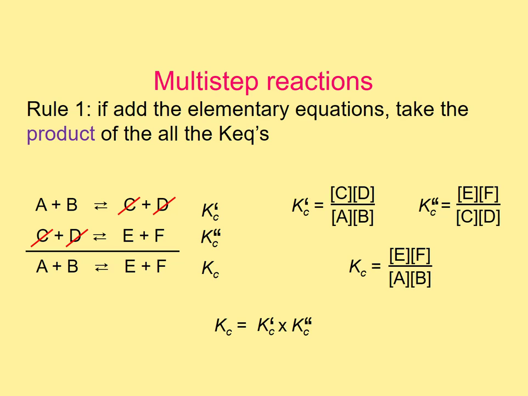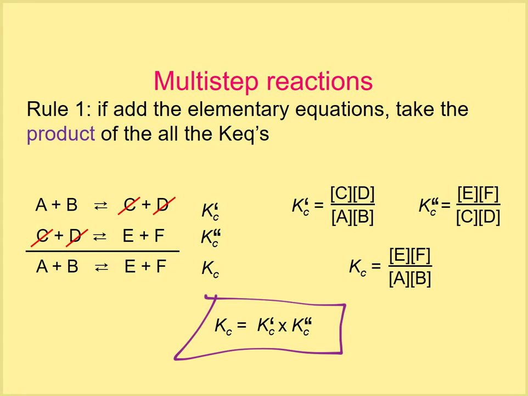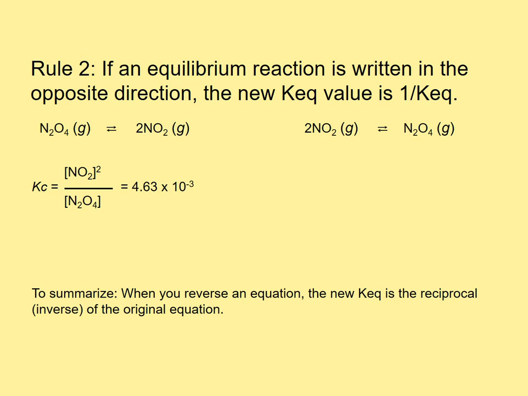With these equilibrium constants, you can end up getting really, really large numbers or really, really small numbers. So again, find your equilibrium constant for each step. To find the total, you multiply each of the mechanism steps. Rule number 2: if an equilibrium reaction is written in the opposite direction, the new equilibrium constant is the inverse, 1 over the equilibrium constant. You would do this if you're adding two equations to get a total equation and you need to reverse one, or maybe you just want to look at it a different way.